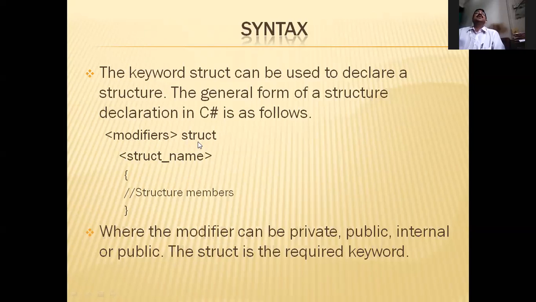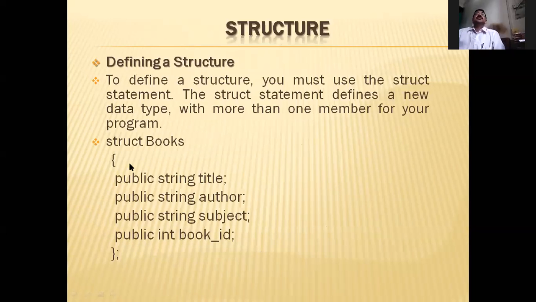In the general form, if we develop a structure, we first specify the modifier public, then struct, and then the structure name. The structure name is a tag name. Later on, the members of the structure go inside the braces. Okay. We can just see here the structure Book. For example, we can also develop this by using public or private. Okay.